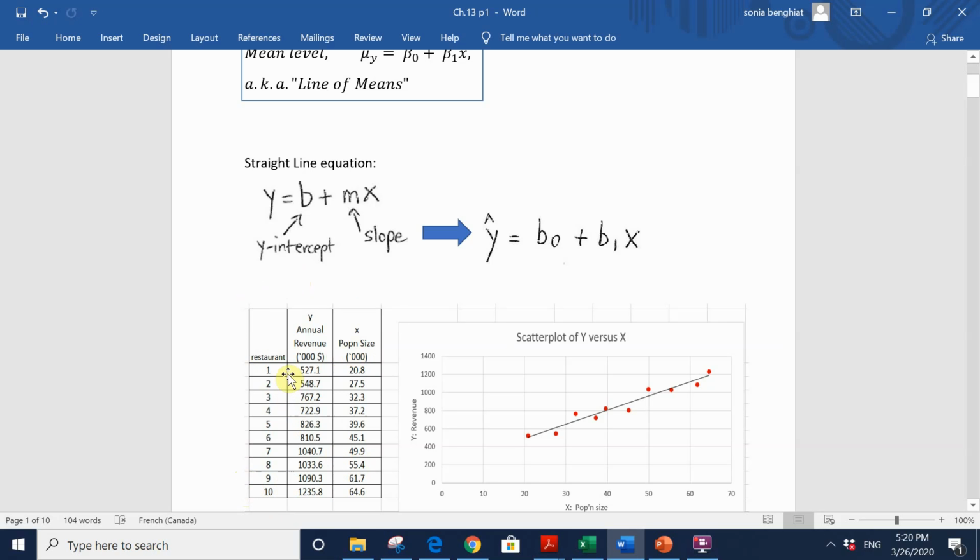And so here we get information for each restaurant, right? So we get the annual revenue, we get the population size in thousands, of course, and the revenues are also in thousands. And so, well, the first thing to do before we go ahead and create a simple linear regression model for this data over here, the first thing we'd like to do is look at a scatter plot. So we've seen what a scatter plot is about.